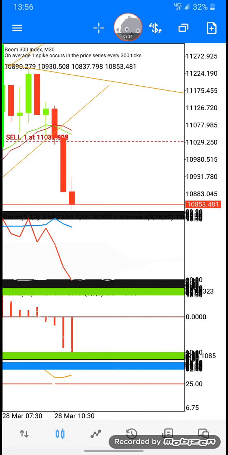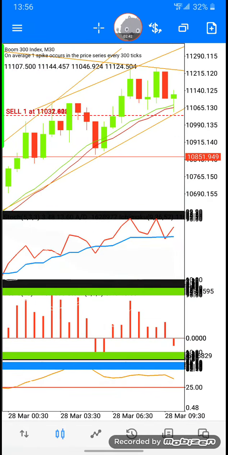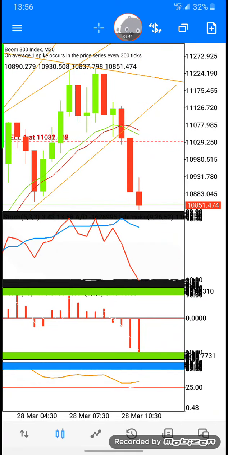Whenever the indicators are above my chart, it simply means that I'm in a downtrend, and whenever they are below, I'm in an uptrend. What am I saying? Whenever this chart that you're seeing is above my indicators, I'm on an uptrend. Whenever the chart is below, I'm on a downtrend, as you can see.